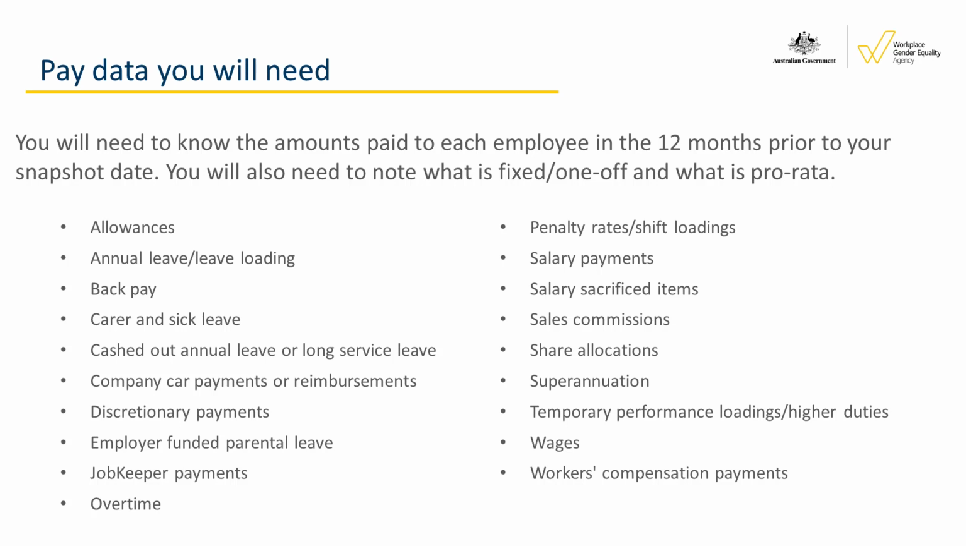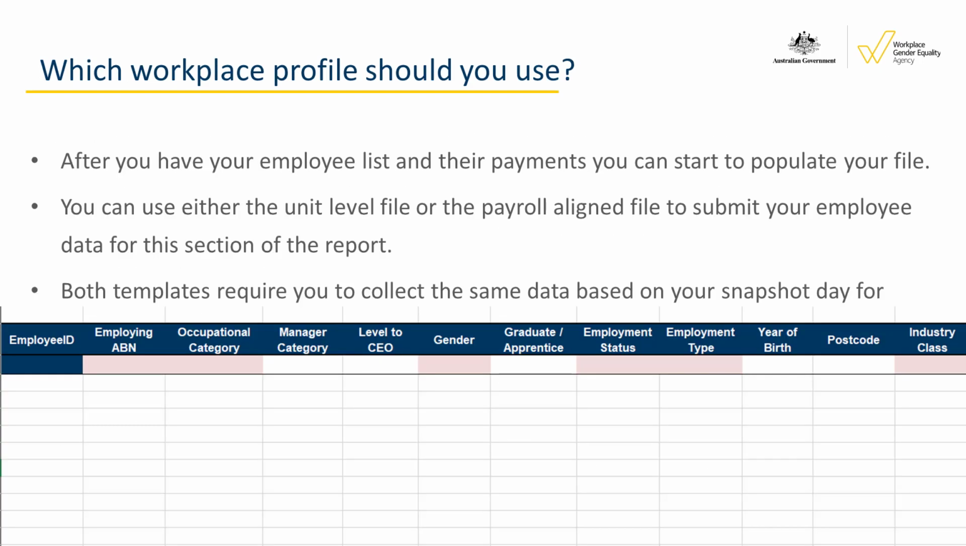You will also need to note what payments are fixed or one-off and what are pro rata payments. All payments made to an employee in the course of their employment for this 12-month period are included. At the end of this data collection process, you should have a list of employees to populate into your workplace profile and know what they were paid in their component parts for the 12 months up to the snapshot date. You are now ready to complete a workplace profile.